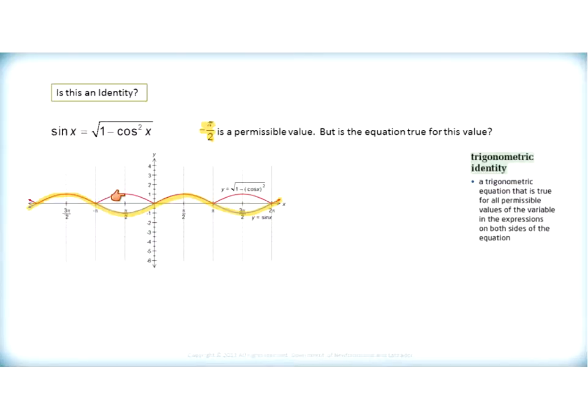Actually, that's just the reverse, sorry, because this is the graph of sine x here. So when x is equal to negative pi over 2, sine x is negative 1, whereas this side of the equation, which is the red graph, is equal to positive 1. But again, notice that it's not true for both sides of the equation. So although this is a permissible value, it's not true for both sides of the equation. As a result, this is not an identity for that reason.